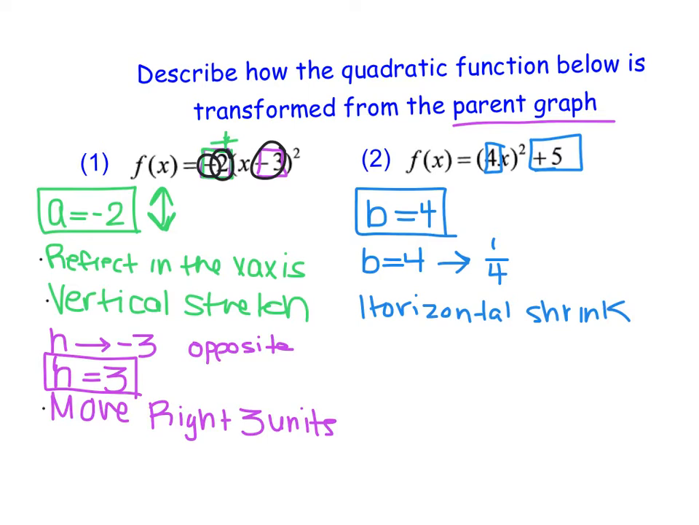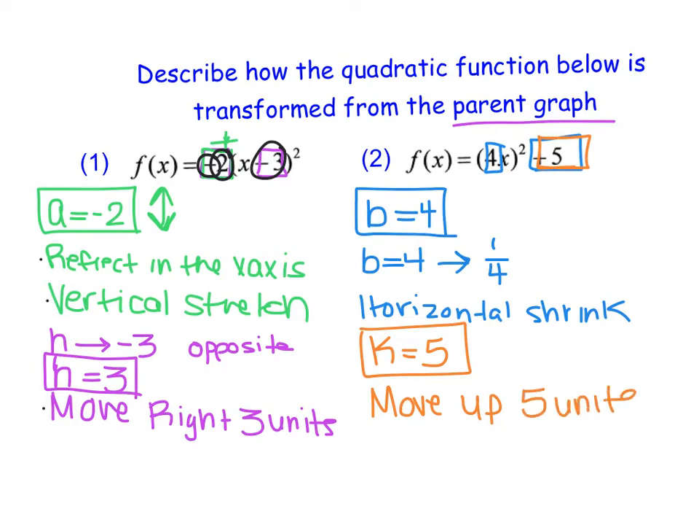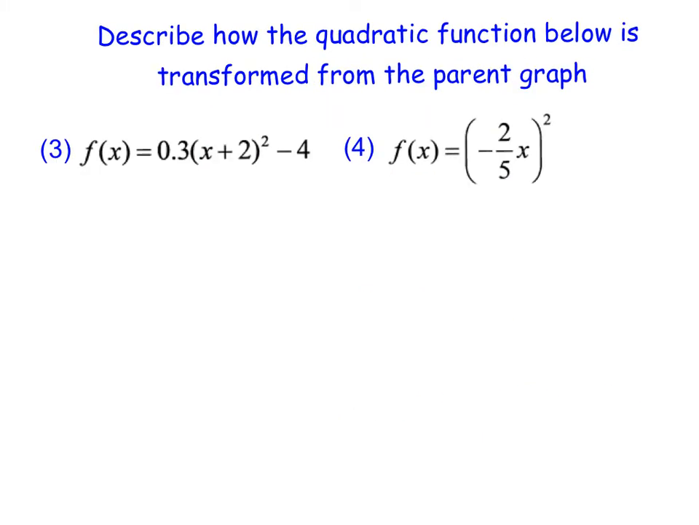Then from here, if I take a look at this +5 on the outside, that +5 represents my k value. And as a result of that k value, I know that this is an up and down movement. So I know as a result that my graph is going to move up, because it works as expected, 5 units. So in this problem, I also have a couple different transformations going on. I can see that I have a horizontal shrink as well as a movement up 5. So let's take a look at 2 more examples here.